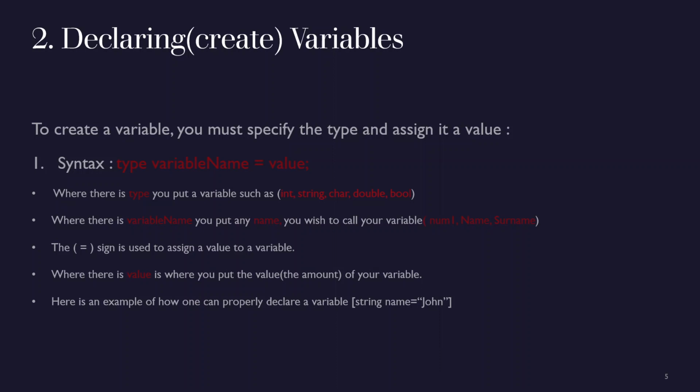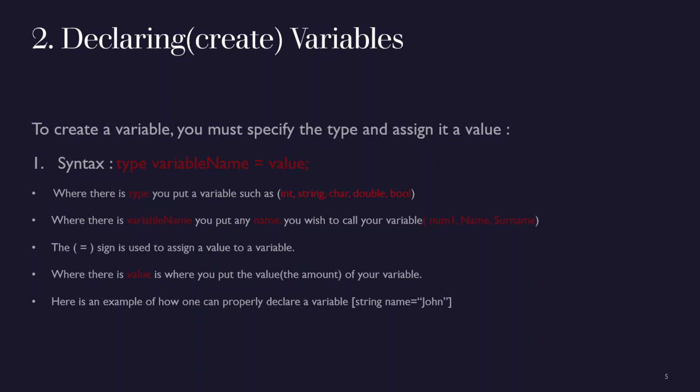The equals sign is used to assign the value to the variable. Where there is value is where you will put the value of your variable, meaning that here you can put whatever value you wish your variable to have. It can be 5, it can be 10, it can be whatever, but the value must always correspond with the data type. You will see this when I show you in my code video or in my Visual Studio video, which is linked in the description below.